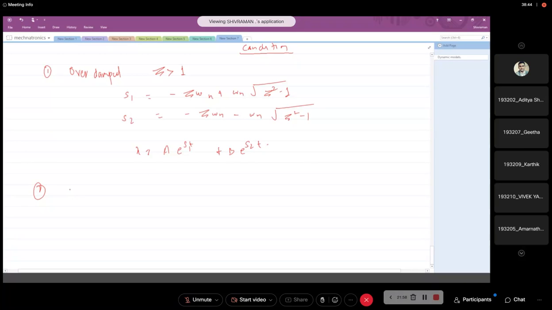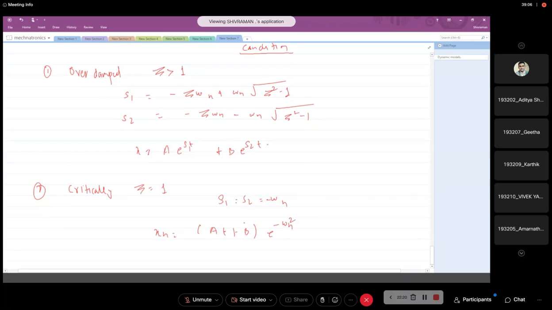Next is your critically damped, where epsilon, the damping factor, is equal to 1. So S1 is equal to S2 is equal to minus omega n. So the response will be x_n = (At + B)e^(-omega_n t).